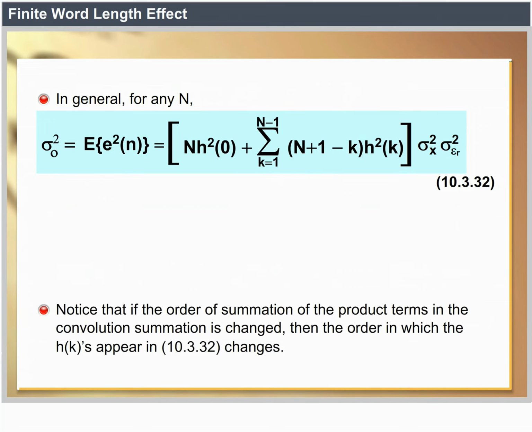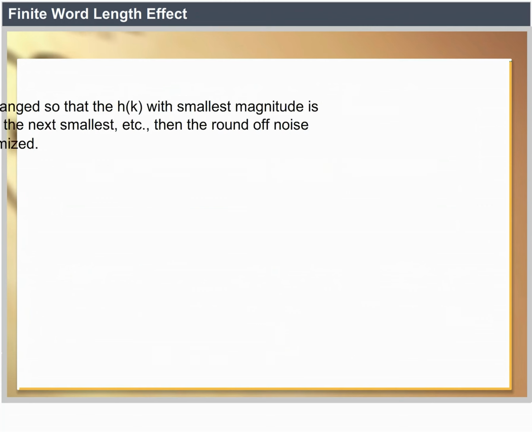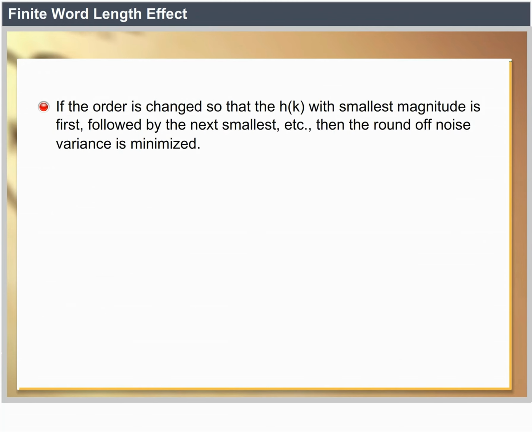Notice that if the order of summation of the product terms in the convolution summation is changed, then the order in which the h of k's appear in 10.3.32 changes. If the order is changed so that the h of k with the smallest magnitude is first, followed by the next smallest, etc., then the round off noise variance is minimized.